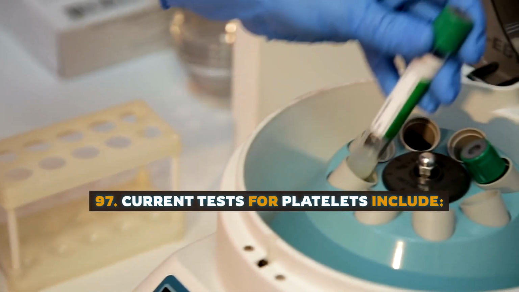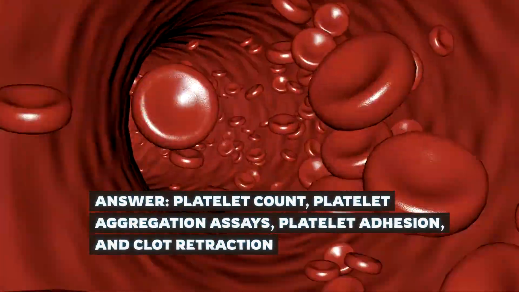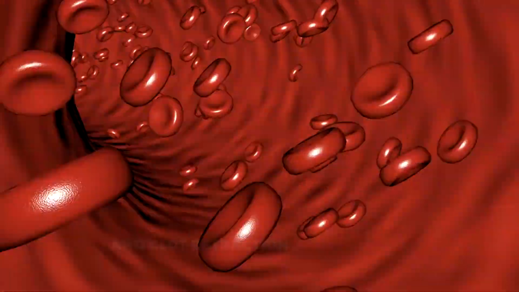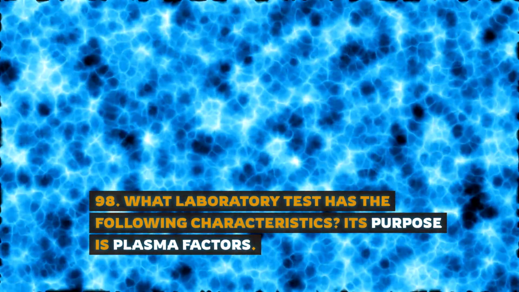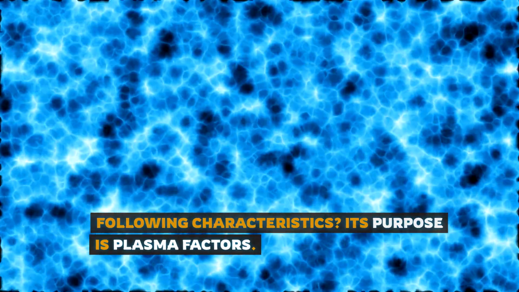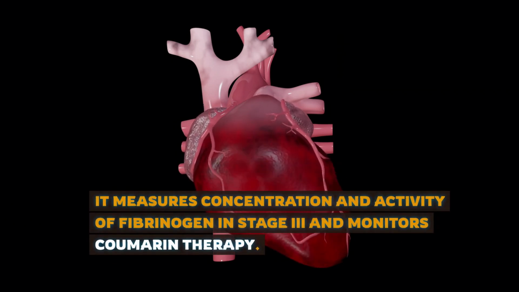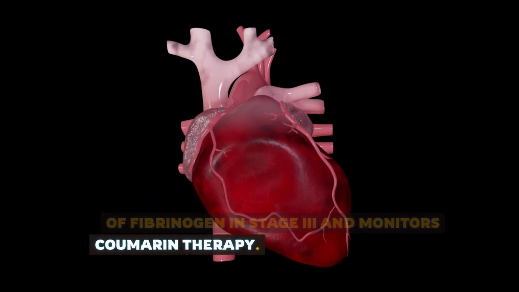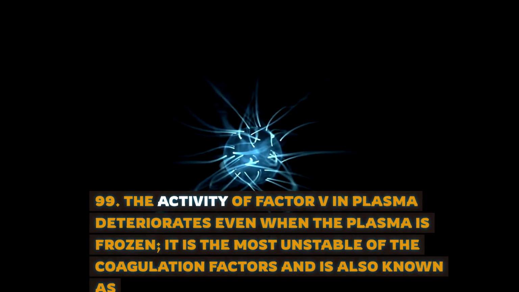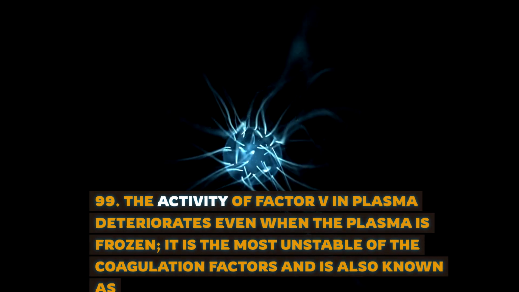97. Current tests for platelets include, answer: platelet count, platelet aggregation assays, platelet adhesion, and clot retraction. 98. What laboratory test has the following characteristics? Its purpose is to assess plasma factors. It measures concentration and activity of fibrinogen in stage 3 and monitors heparin therapy. Answer: thrombin time.